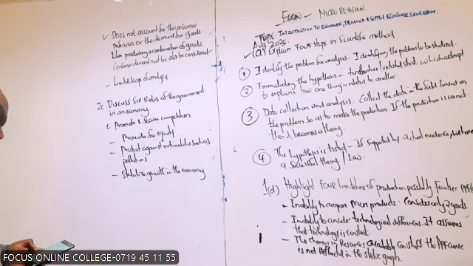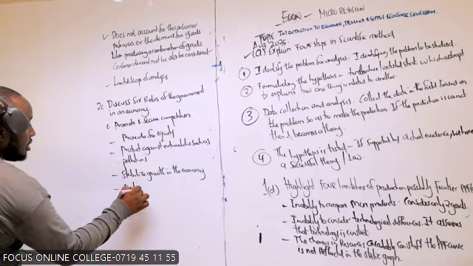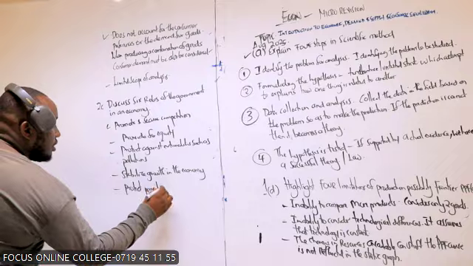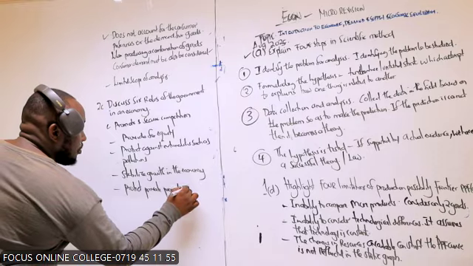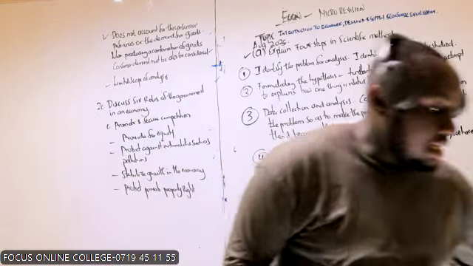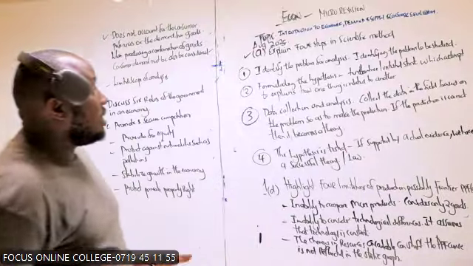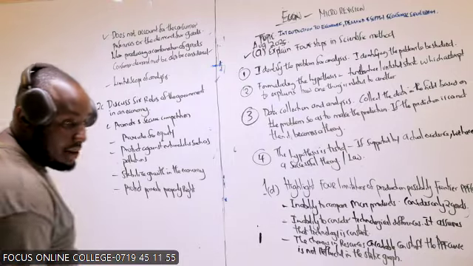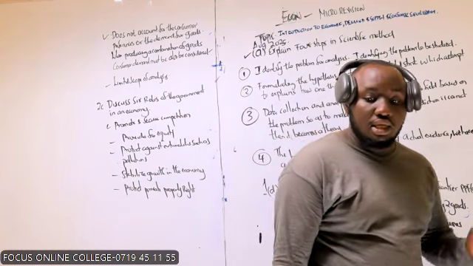Then say protect private property rights. So these are the roles of government in an economy. Gillian, are we together? Those are the roles of government in an economy. Gillian, if we are okay, press yes.